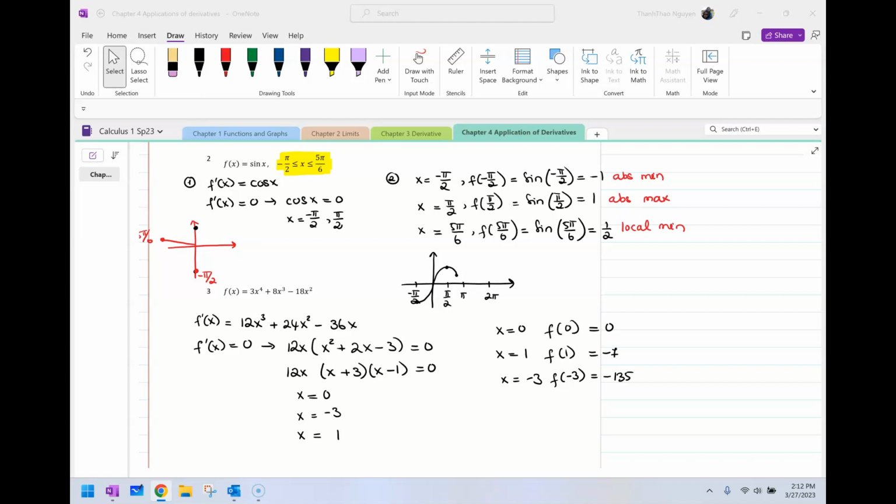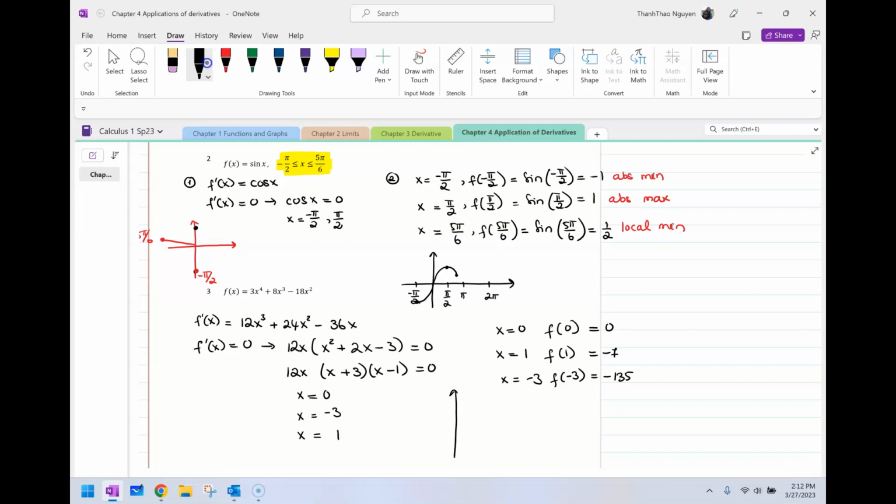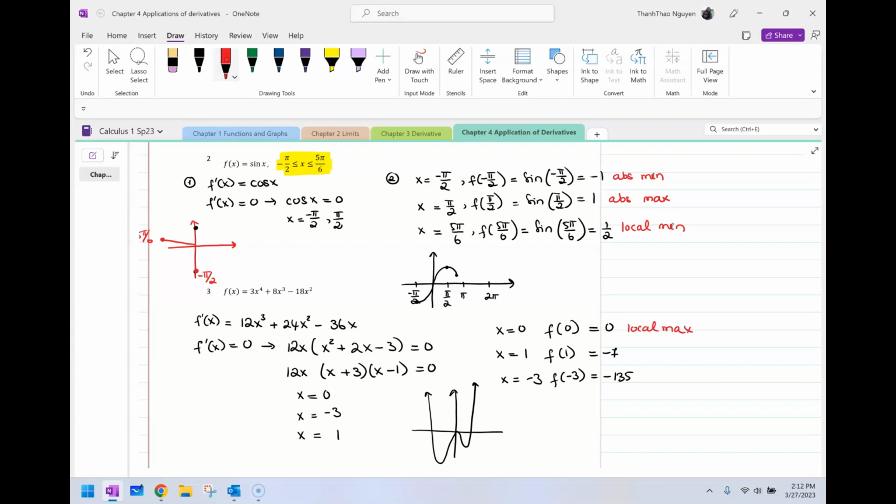So this is the graph of x to the fourth. According to this, the graph is going to look something like this. Then we have a local max. We have a max here. We have a local min, and we have the absolute min.